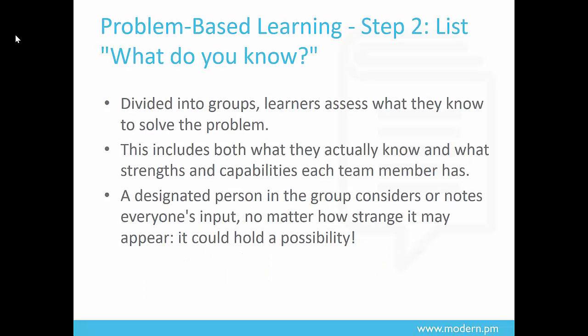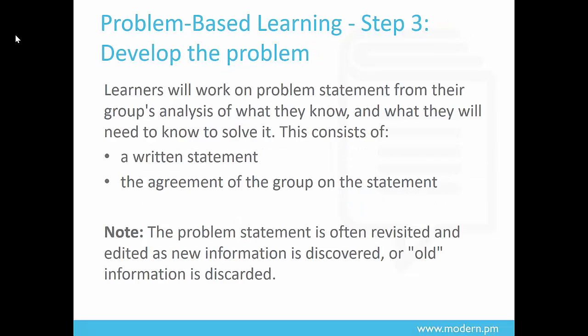Step 2. Here's where you'll divide the learners into groups. Once in their groups, students will start to list what they know. This includes what they actually know, as well as the strengths and capabilities of each team member. At this stage, they may start to designate roles. One person may become a chair, someone else may become a scribe. That's the designated note taker for the group, who will jot down all of the information that the group puts forward.